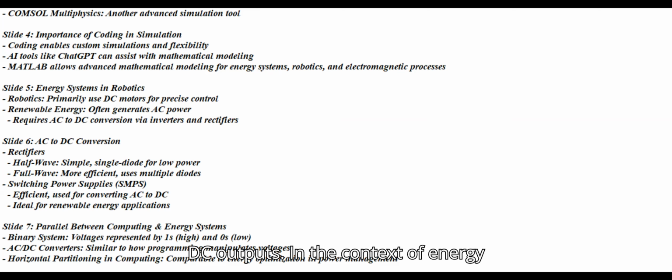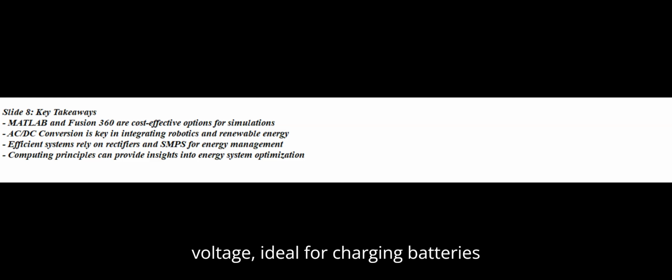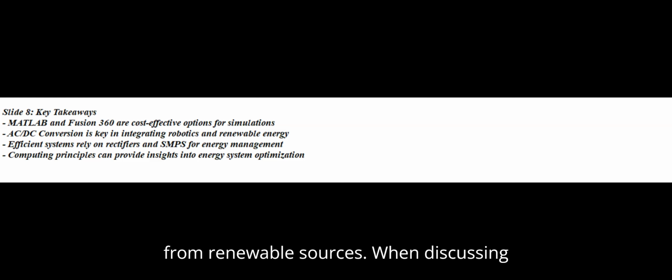In the context of energy utilization, we want high-efficiency rectifiers, such as Schottky diodes, which have lower forward voltage drops to improve efficiency in rectification processes. We can also use bridge rectifiers for full-wave rectification. Switching power supplies include buck converters that efficiently step down voltage, ideal for charging batteries from renewable sources.